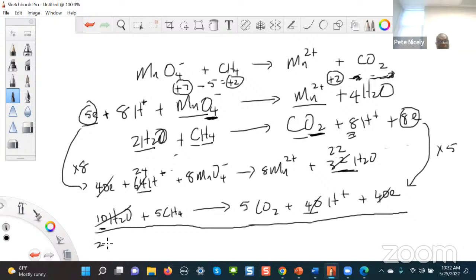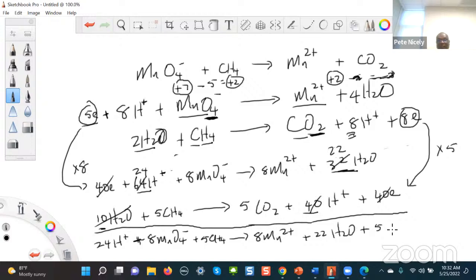So what is left is 24 H plus, 8 MnO4 minus, plus 5 CH4, to give 8 Mn2 plus, 22 H2O, plus 5 CO2. And that should be the final answer. But again, as I always say, check to make sure everything balances out.